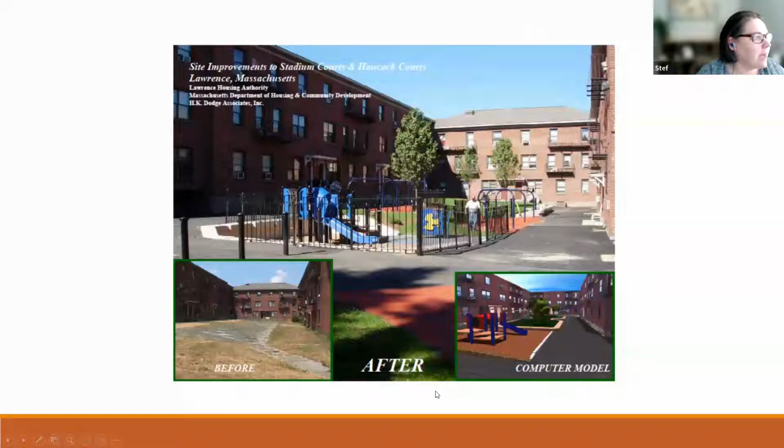Here we also have in Lawrence, we had a vacant lot, more or less, that was situated in the courtyard between all of these three developments. And then afterwards, you see that they put in a little playground for kids and teens to be able to play on.